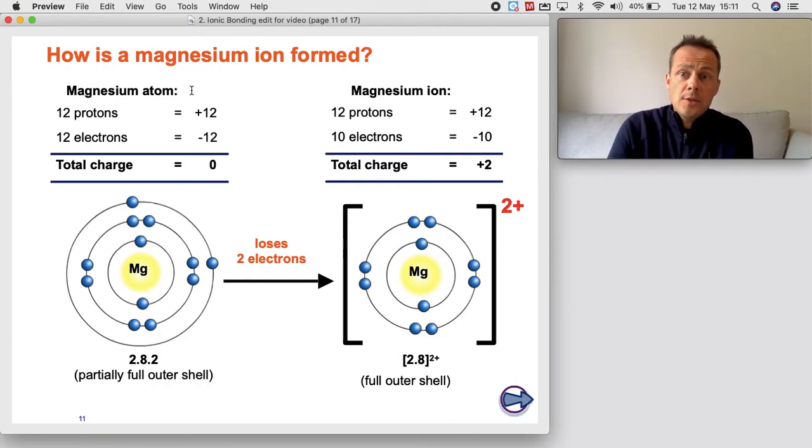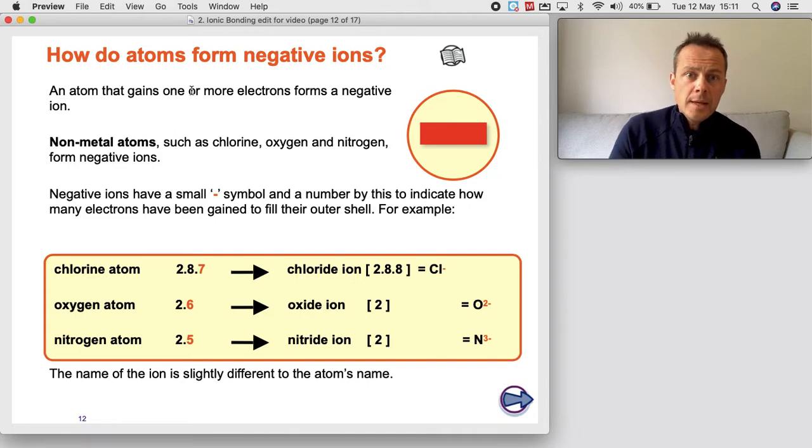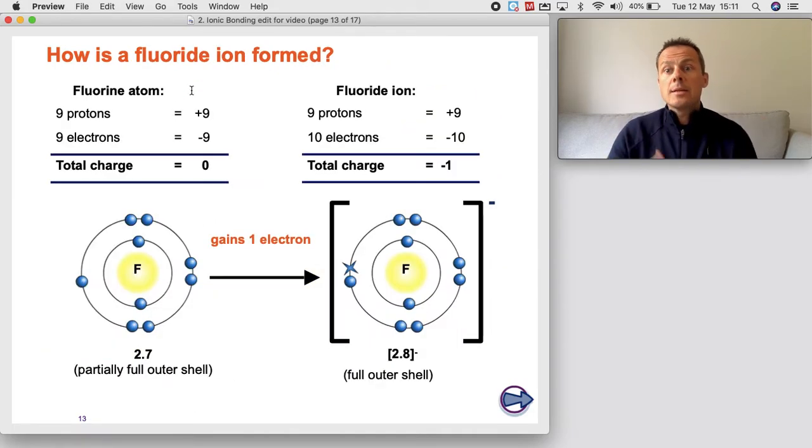Now, the key thing to remember there is that if an element loses electrons, it's losing negative charge, which means that ion that is left will have a positive charge. Negative ions must be gaining something negatively charged, and the thing they are gaining is electrons. So if we look at fluorine, for example, fluorine has 7 electrons in the outer shell. It is unstable. It needs to do something to become stable. It needs to gain an electron.